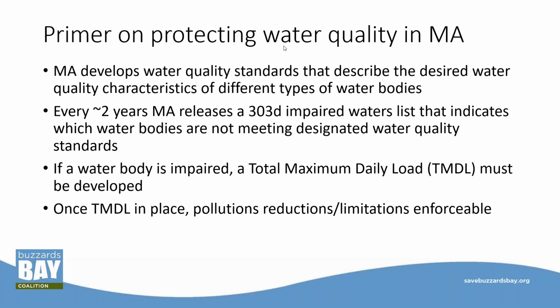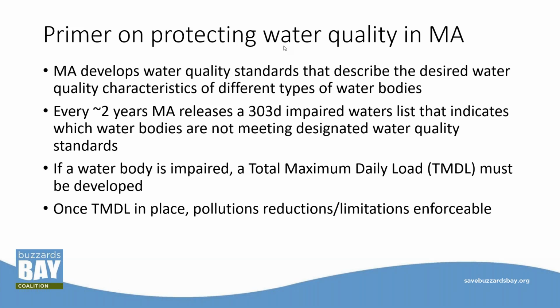All right, a quick primer on protecting water quality in Massachusetts. The first piece of the puzzle is that the state of Massachusetts develops water quality standards that describe the desired water quality characteristics for different types of water bodies. Then every 2 years, the state releases a 303(d) impaired waters list. The 303(d) is the section of the federal Clean Water Act that requires states to indicate where they have water bodies not meeting water quality standards.